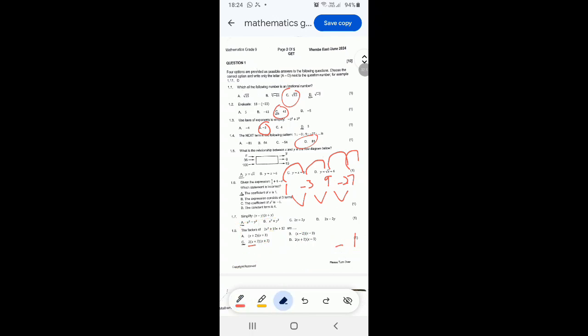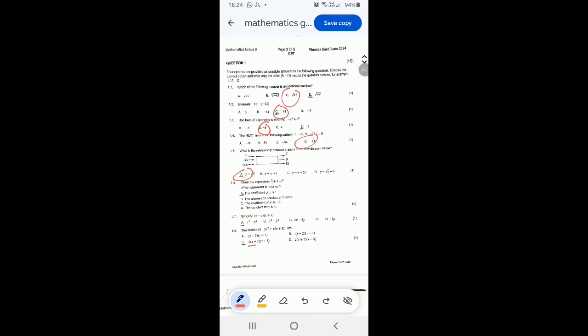1.5. 1.5, our answer is A, because you just check using your calculator. You say y equals square root of x. There's an x here. So you put your x value, which is 36, you will get 6. You put your 100, you will get 10. So the general rule for 1.5 is A.